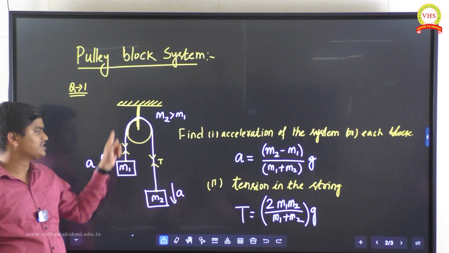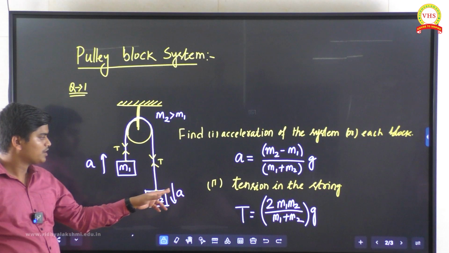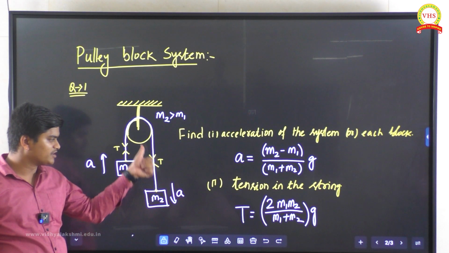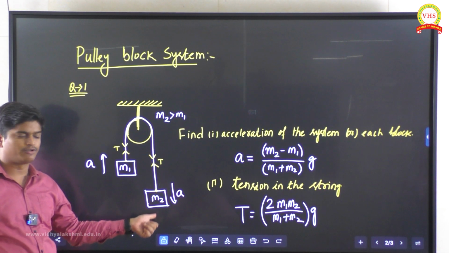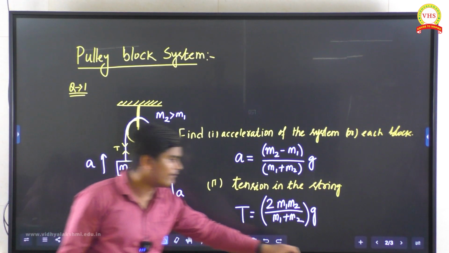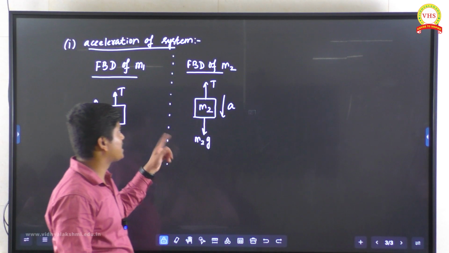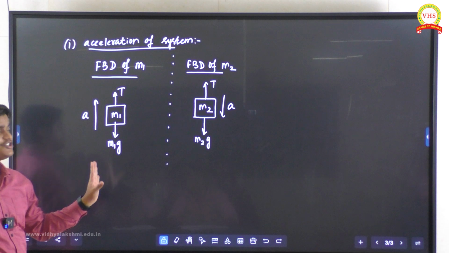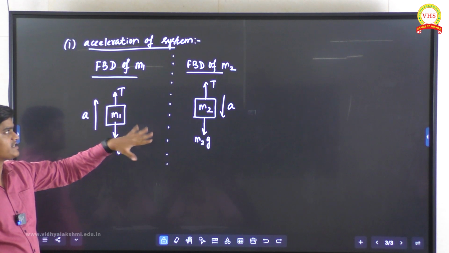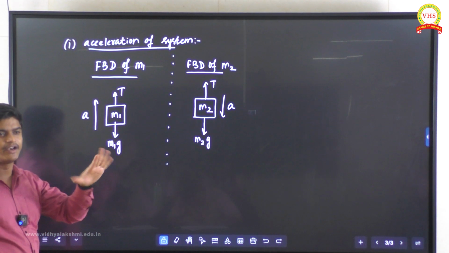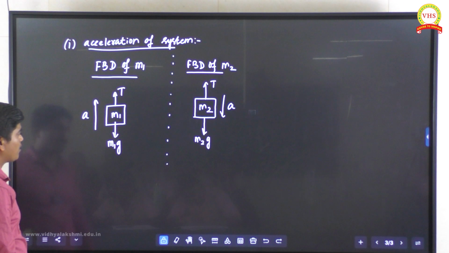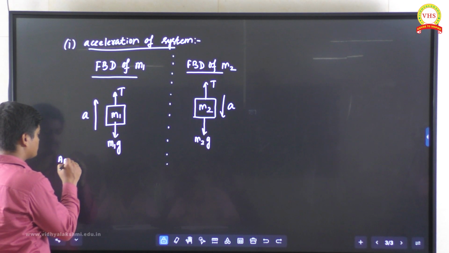M1 is going upward, tension T upward, gravity downward. Similarly, M2 is going downward, tension T upward, M2G downward. So this picture we have drawn here, but these masses are detached from the system and shown freely. That's why it is called a free body diagram. Yes or no?